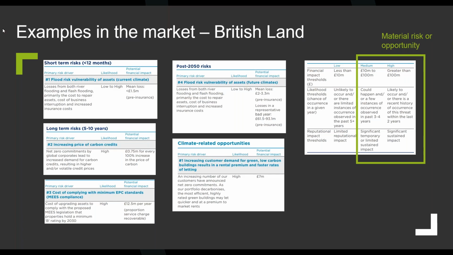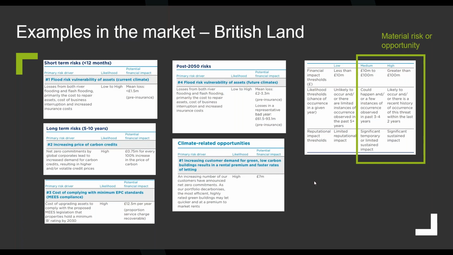So using the combination, excuse me, of likelihood and the modelled financial impact, as you can see on the right hand side here, they then determined whether any risk or opportunity presented a material impact to the company. Given that this is the UK, they identified the physical risk of flooded assets, both in present day and far into the future to a post-2050 world.